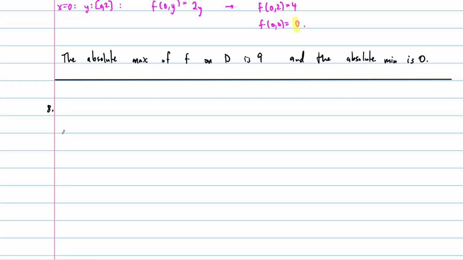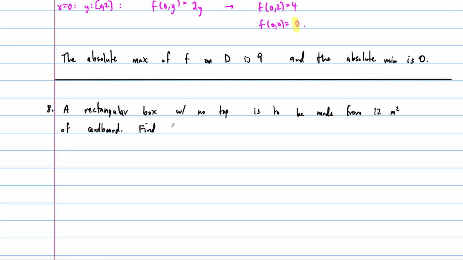So let's consider the following motivating example. Let's suppose a rectangular box with no top, so without a top, is to be made from 12 square meters of cardboard. All right, so 12 meters squared of cardboard. We want to find the maximum volume of such a box. And there's many ways to do this, but we're going to do this a couple different ways actually. We want to find the maximum volume of such a box.